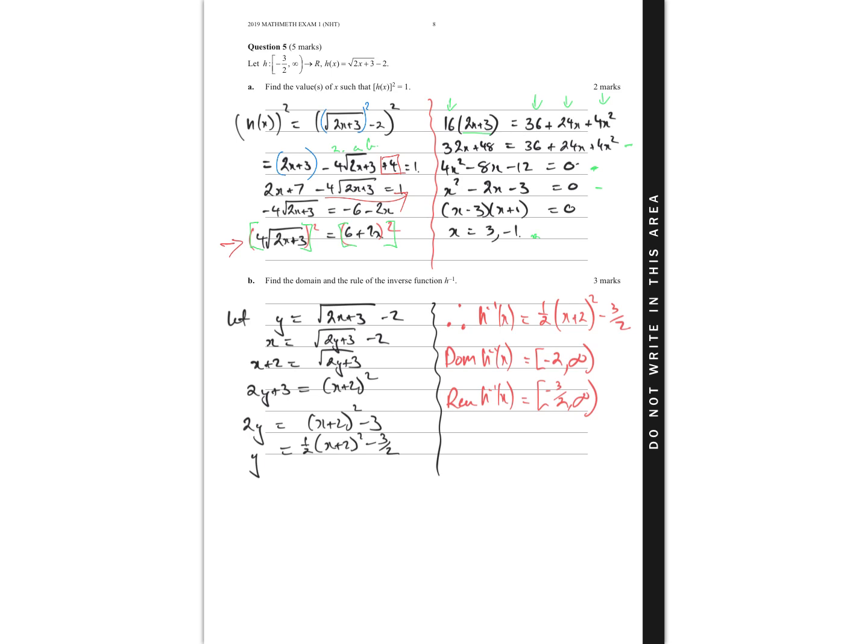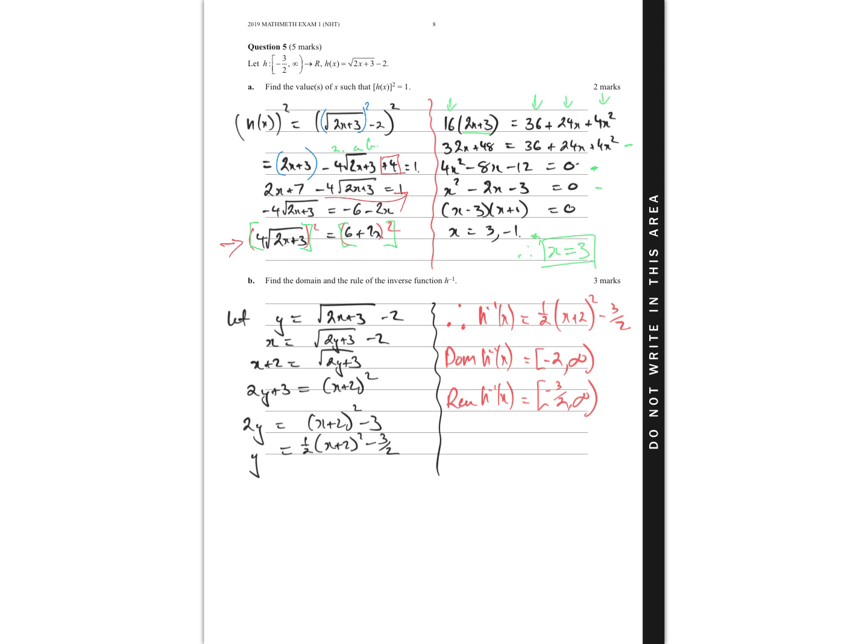Quick check to make sure there's no reason why x can't be 3 or negative 1. And in fact, it can't be negative 1, can it? All right, because negative 1 is outside the domain, therefore x has to equal 3. I don't know if I picked that up the first time.